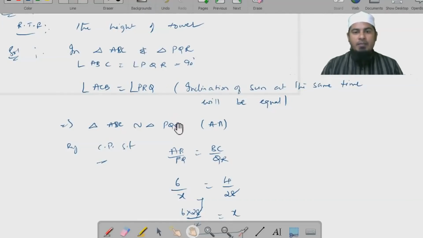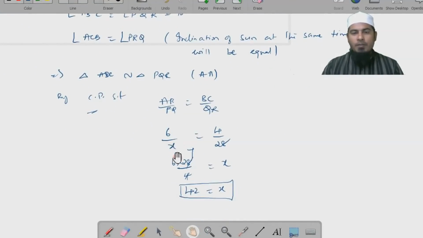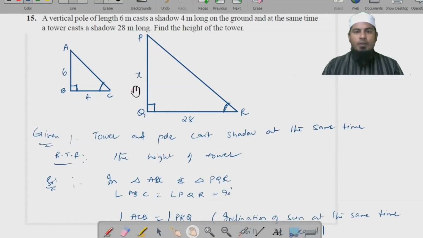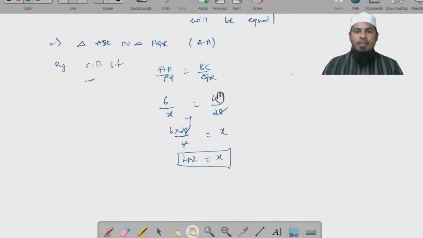By the similarity criterion, we can write AB by PQ is equal to BC by QR, and also AC by PR, but it is not useful to us. So write all the given information. We don't know this PQ value, that is the height of the tower, so we consider it to be X. Transposing, 28 and 4 to the other side, we get X as 42, and here completes the question. Let us discuss the next question.